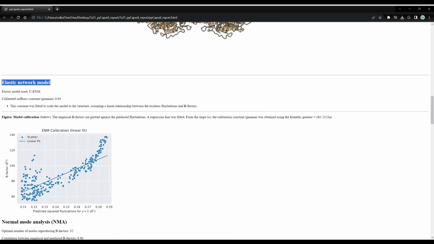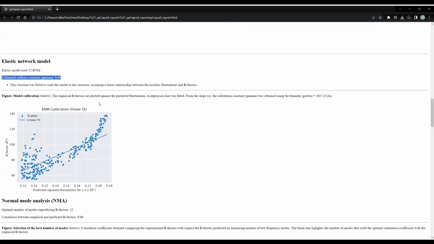The Elastic Network Models section describes the elastic model, or ENM in short, used for the simulations. This includes the type of ENM, the calibrated value of the stiffness constant, and a plot of the experimental and simulated b-factors, including the linear regression used to calibrate the stiffness constant. This calibration is important to interpret the units of the model, but it does not affect the quasi-rigid analysis shown below.